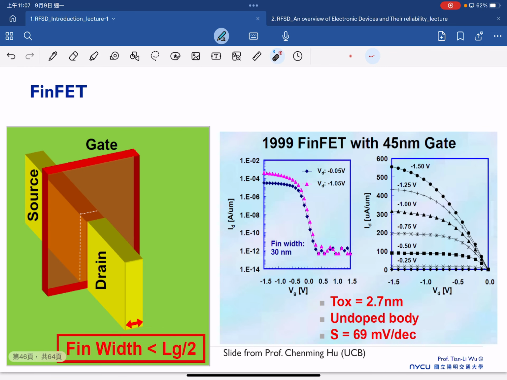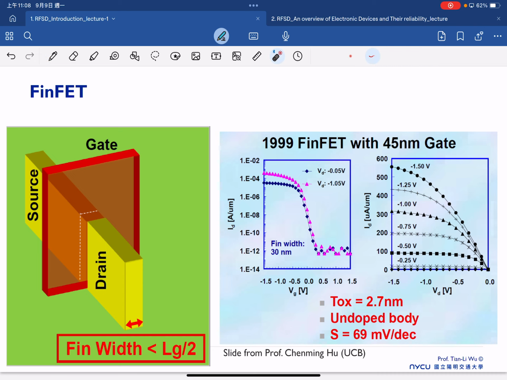So this is the first result where his group published in 1999 for the first FinFET demonstration. And the first FinFET demonstration is mainly on the P-FET. So this is a P-channel transistor.